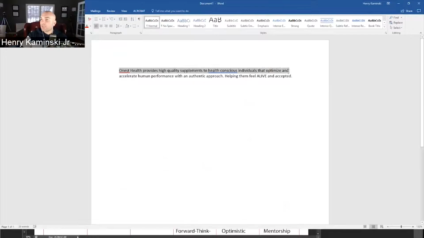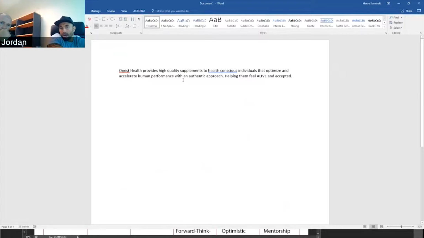So this statement here is going to go in the brief. It's not going to go on a website or anything like that just yet. So I just want you guys to know that. This doesn't have to be perfect, but it's going to help the design team position the look and feel of this identity. That alive and accepted part is a big one. They want to feel invigorated when they hit that page.